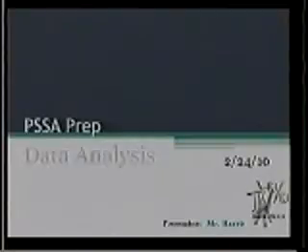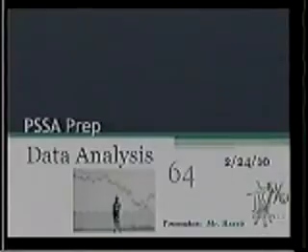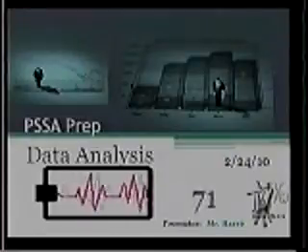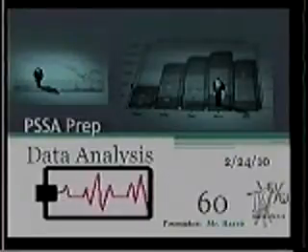PSSA Prep Data Analysis. In this presentation, we will look at several examples that involve the collecting of data and then presenting that data in charts and graphs to interpret that data and come up with results that make decisions. As you collect the data, we'll be looking at charts, graphs, and how we read those charts and graphs.